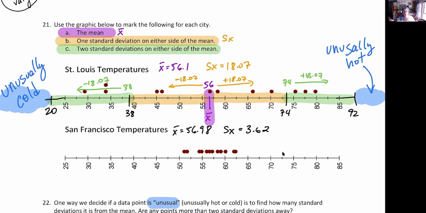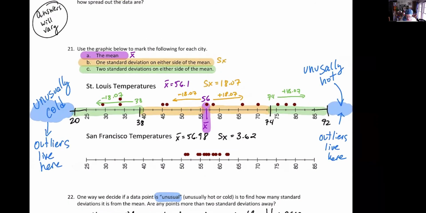So for the examples we have, the data we have, we don't have any temperatures that are unusually cold or unusually hot. Unusual is a technical statistical term. And like I said, for right now, that's all you need to know. Oh, although I will add one more thing. Anything that's unusual, we would call an outlier. I'll let you do the same thing with the San Francisco.